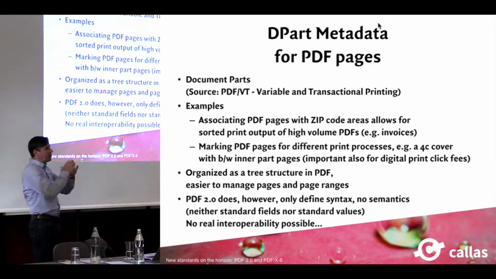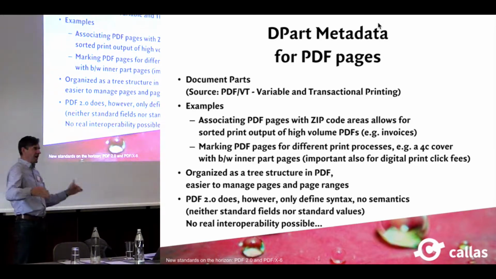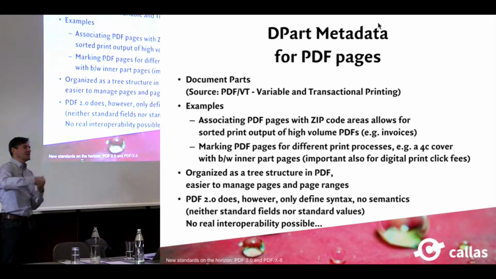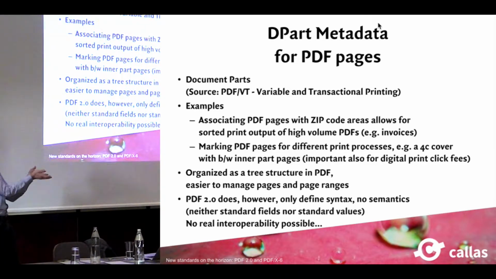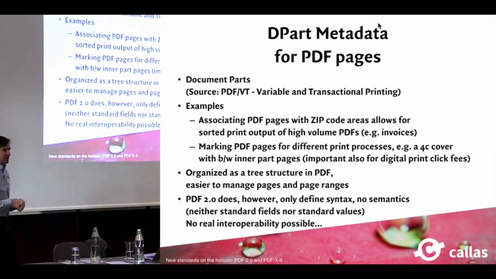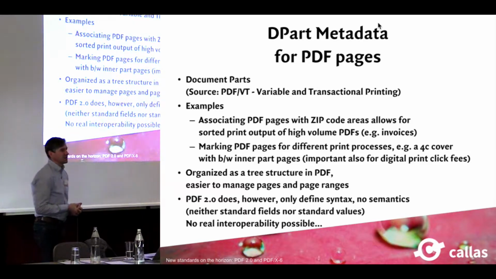This metadata only makes sense in pdfVT1 because there you have the final pages, while in pdfVT2, the zip code is not in the template, of course, it comes from the dynamic data, and then there is no need for such metadata. So technically speaking, we are speaking about pdfVT version 1.